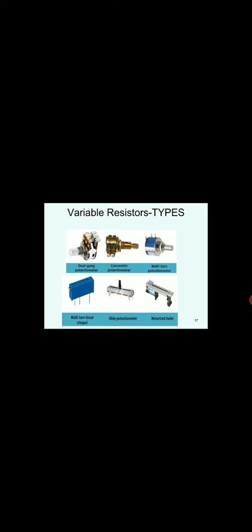The second one is the sliding type of potentiometer. You can see that one. You have a sliding shaft, and you can move it up and down or left and right in this figure. And then the other one you have is a motorized fader. It is nothing but a sliding type of potentiometer, and the sliding shaft is attached to a motor. So it is called a fader or a motorized fader, rather an automated one.